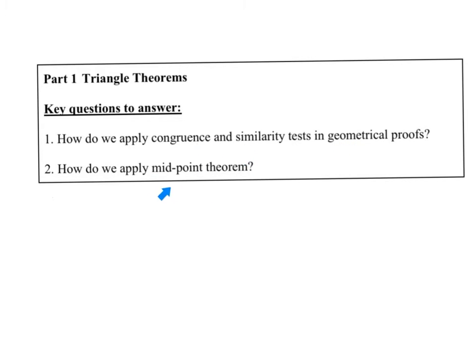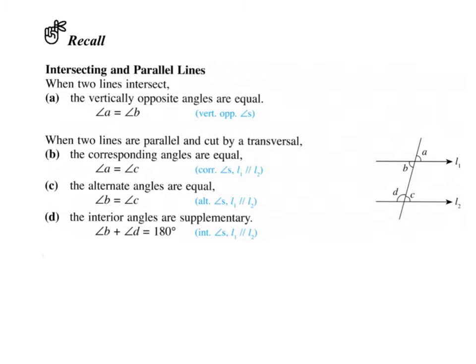Something new here is that you will be looking at a theorem called the midpoint theorem. The midpoint theorem will enable us to again determine certain relationships between triangles and sides. So let's recall a few things. Number one, if you learned this in junior high 1, you know that when you study parallel lines, there are certain properties between the angles that allow them to be equal or supplementary.